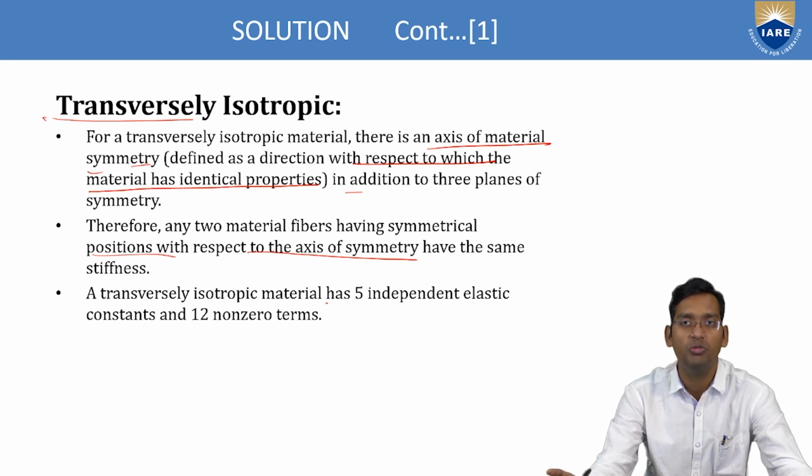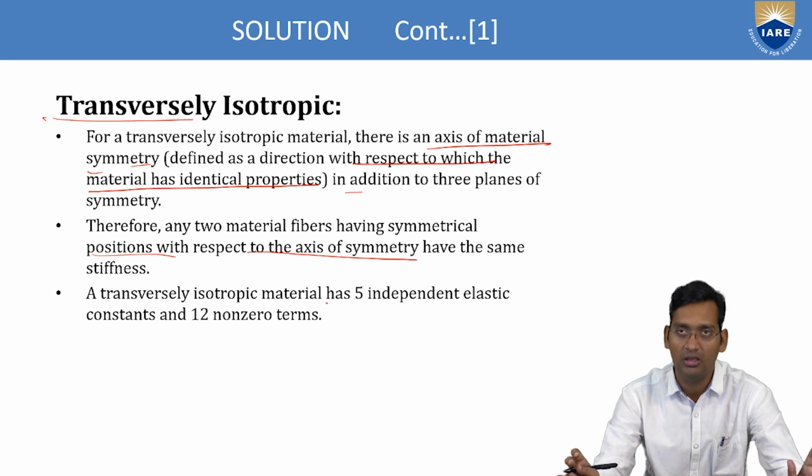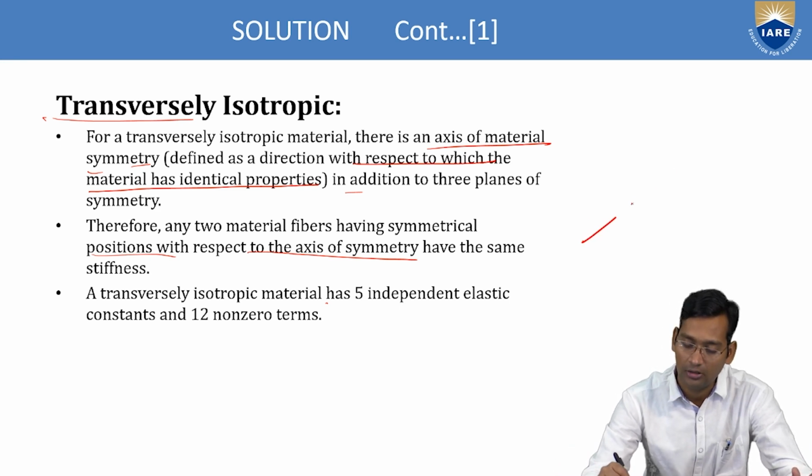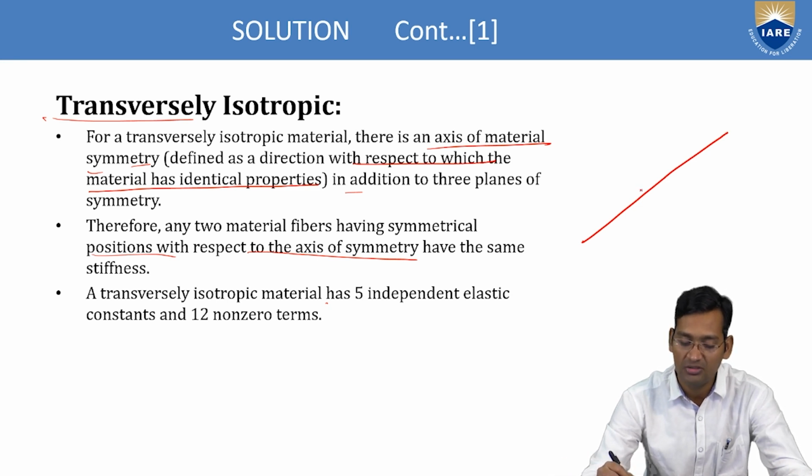Means if any two material fibers have symmetrical positions with respect to an axis, then wherever they are, they have the same stiffness about that axis of symmetry. Any axis is there, and any two material fibers have symmetrical position. So now from here, just see.